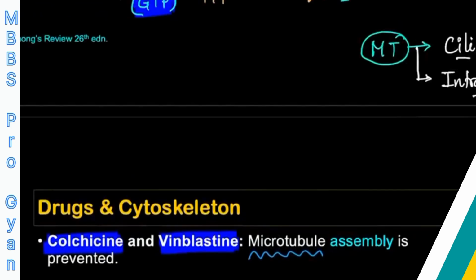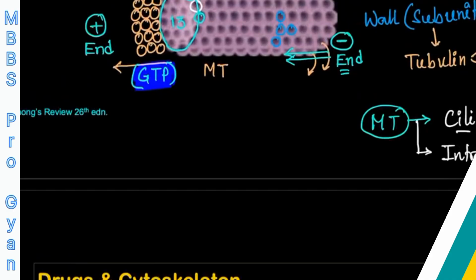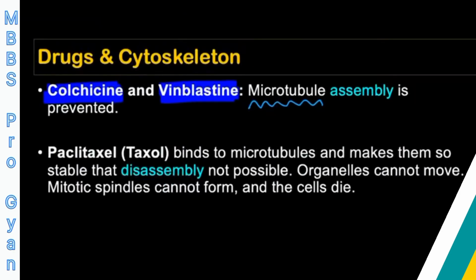I told you already here that there will be polymerization of more and more tubulin molecules, that is known as microtubular assembly. When the colchicine or vinblastine is given, it will attach with the microtubule and it will prevent this assembly of microtubule, because of which the cell death will occur, right?